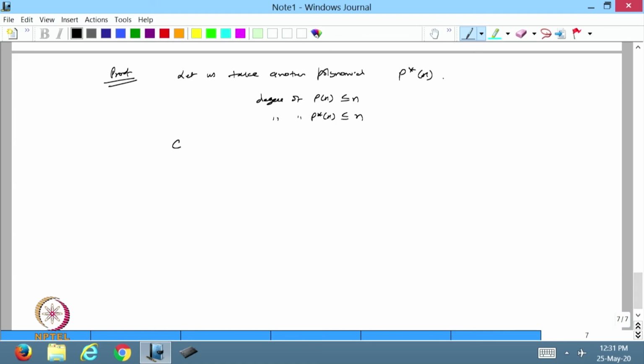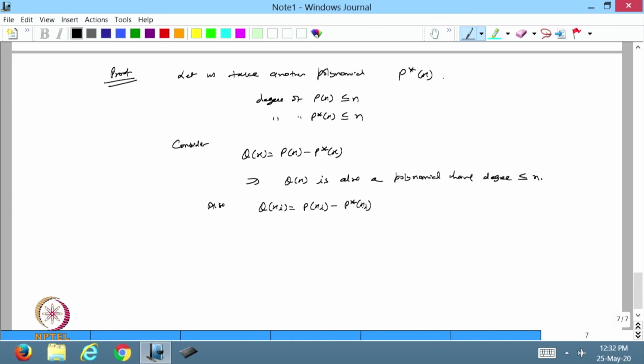Now, consider the polynomial q x equal to p x minus p star x. I choose the difference of these two polynomials as q x. From here I can say that q x is also a polynomial having degree less than or equal to n. Also, q at xi is equal to p at xi minus p star at xi, and this will be 0 for all i, because both polynomials pass through all these points, with i from 0, 1, 2 up to n. At any xi these two values are the same, so the difference is 0.